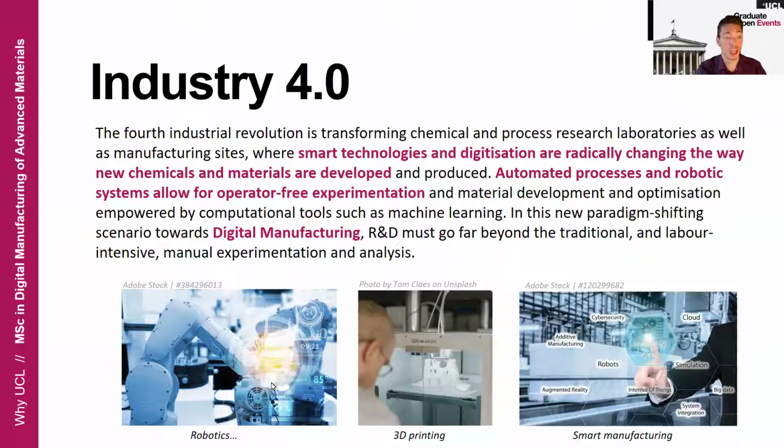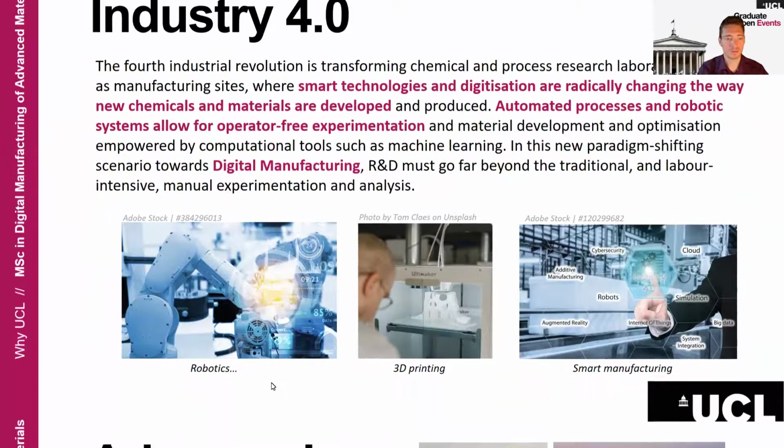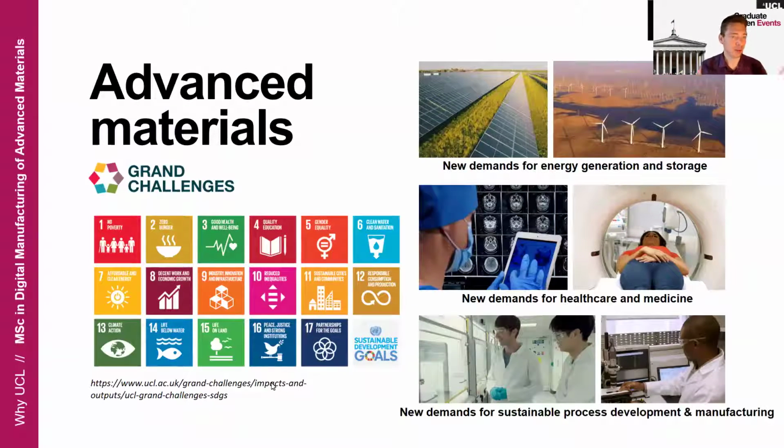We will be speaking about how computational tools such as machine learning and artificial intelligence are empowering this. And that leads to the new paradigm-shifting scenario towards what we call digital manufacturing. That is a very broad term: how computers, computational technology, smart algorithms combined with hardware enable us to do things we haven't been able to do before, and go beyond the traditional and labor-intensive manual experimentation. So that was hopefully the part of digital manufacturing explained. So let me give you a bit of background on the advanced materials side.